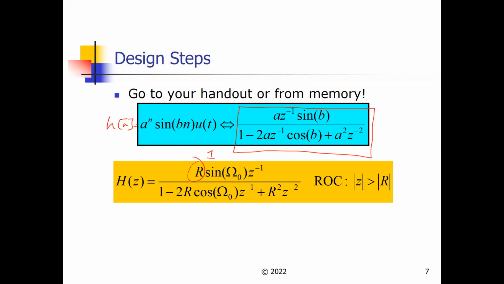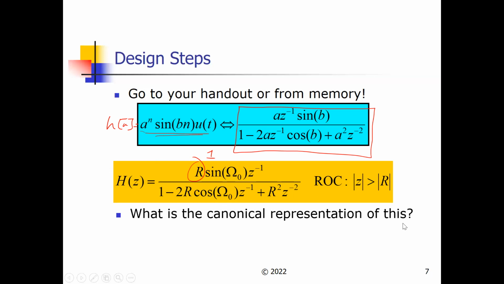Fair enough? So the step is you pick h[n]. h[n] is a periodic waveform that you want to generate, in our case, a sinusoid. So if h[n] is this here, H(z) is the Z transform of that. You go to your Z transform tables and you get H(z) here.